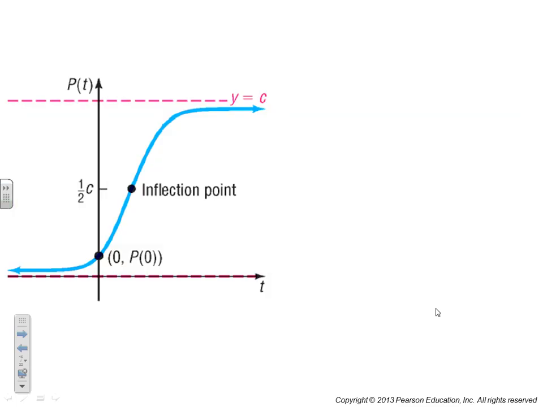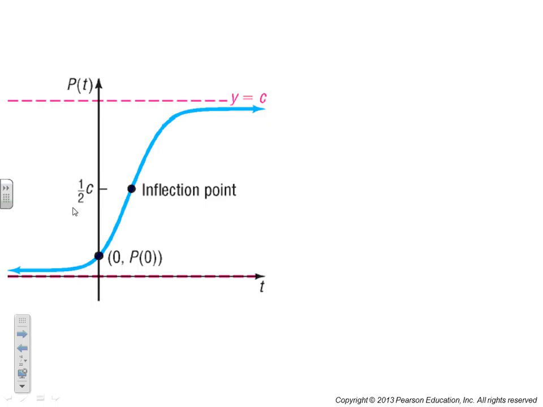All right. So if we look at the graph, y equals whatever our c value is, a horizontal asymptote, and y equals 0, or sorry, p, since it's not y anymore, it's p. There's also a horizontal asymptote here. It kind of looks like a sideways cubic. It's going to go through 0, comma, p sub 0. It's going to have an inflection point at 1/2 c.